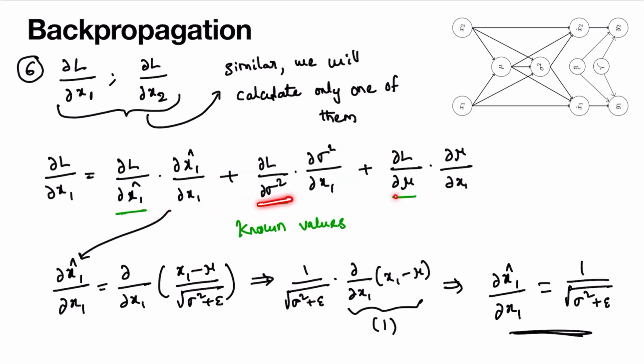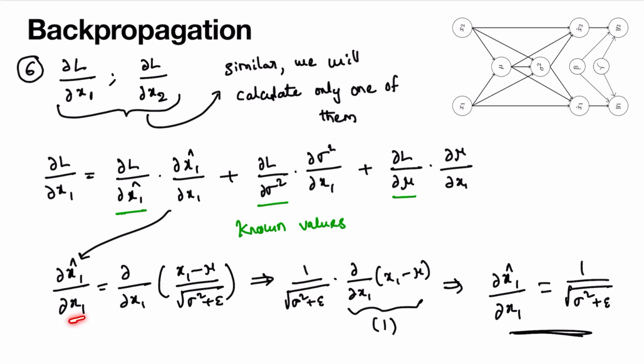These are the values calculated in our previous derivations. And this we don't know: with respect to sigma square we don't know, and with respect to mu we don't know. We need to calculate this, x1 cap, and then with respect to x. What is the relation between them? What is the x1 cap equation? This is the equation. This is the standardized x value, x minus mu divided by standard deviation.